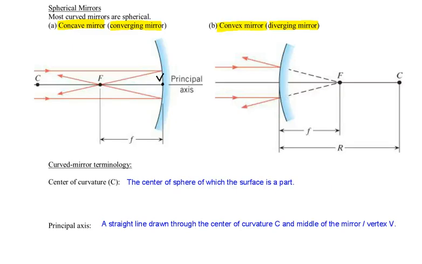There's one other special feature that I forgot to put into this diagram, and that has to do with the radius of curvature. The radius of curvature is the distance from the center of curvature to the middle of the mirror, the vertex. So it's this distance right here. And that's true over here as well. You can see R is labeled.